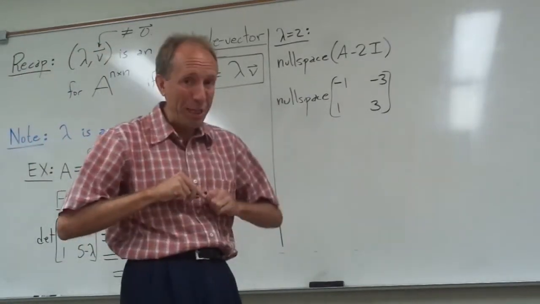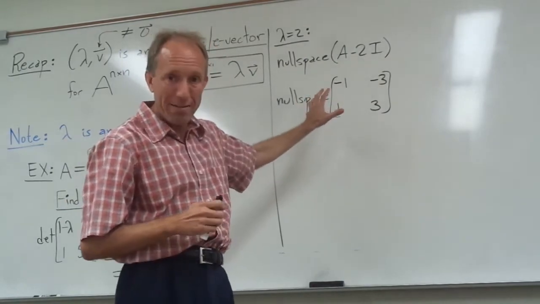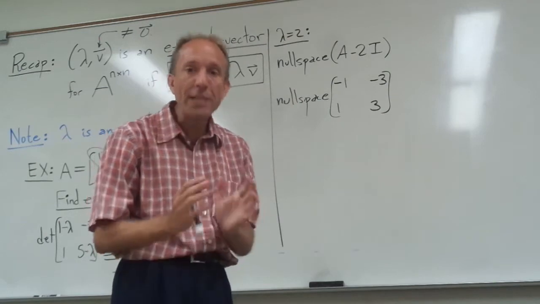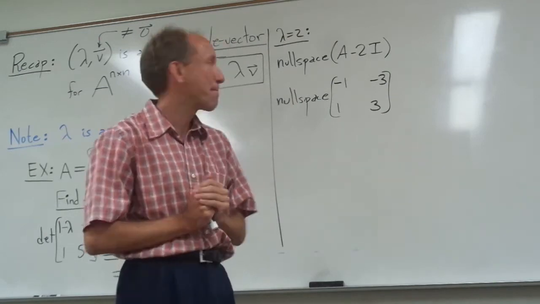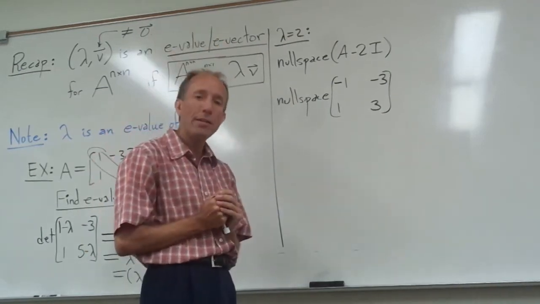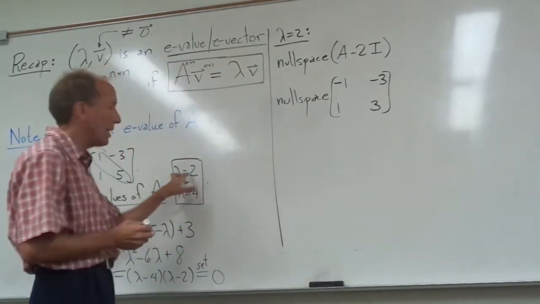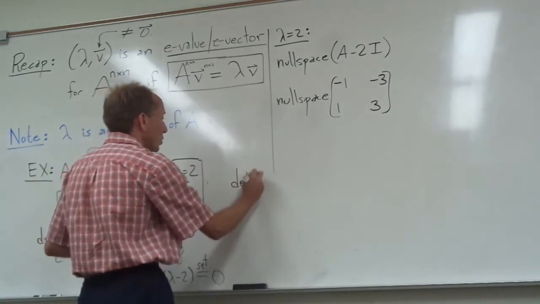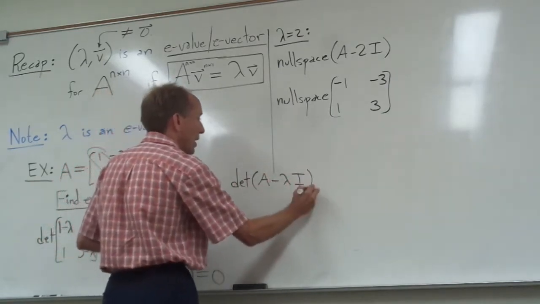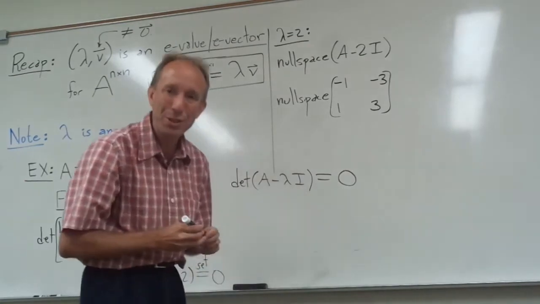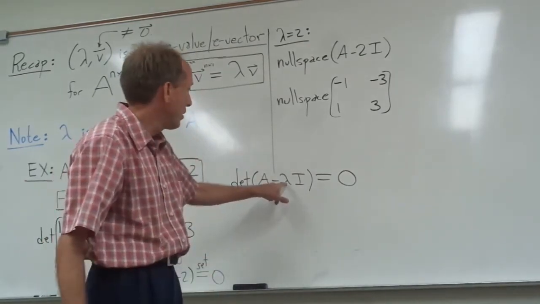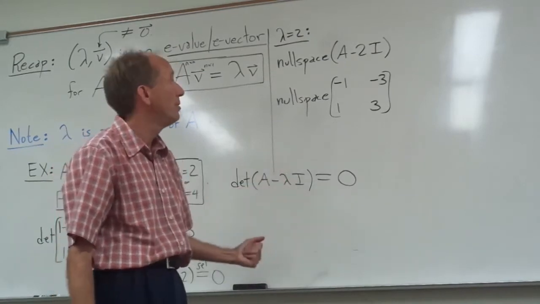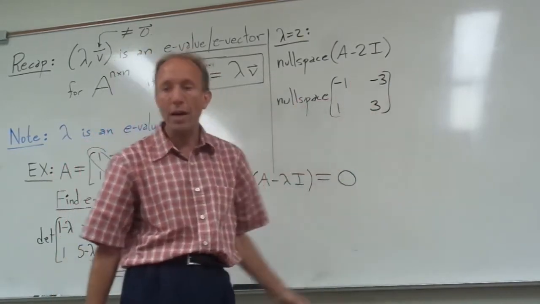Now, here's an important point. This matrix that you have here will always be not invertible. Because remember, how did we come up with that lambda? Well, we were looking at the matrix A minus lambda I, and we set the determinant equal to 0. So, in other words, when you put in 2 for lambda here, you get a matrix that's not invertible. And you can see that this is not invertible.